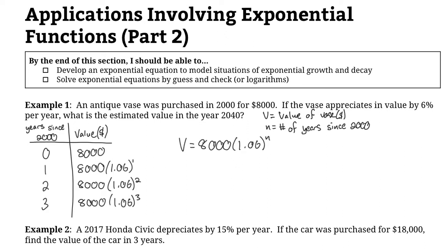So the question asks us, what is the estimated value in the year 2040? So in the year 2040, how many years is that since the year 2000? Well, that's 40 years, so that means n is equal to 40. So when we plug that into our equation, we need to replace n, our exponent, with 40. And when you do that calculation, you should get that the value of the vase is equal to $82,285.74.